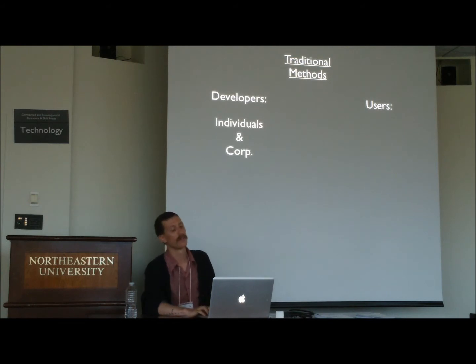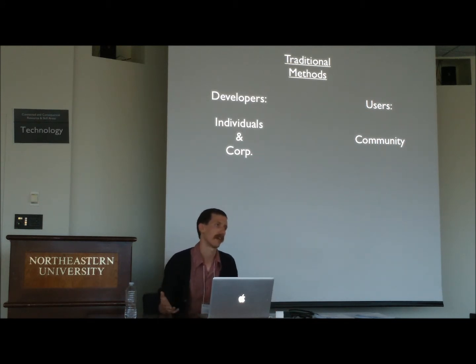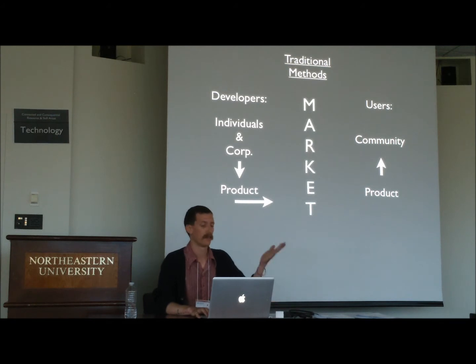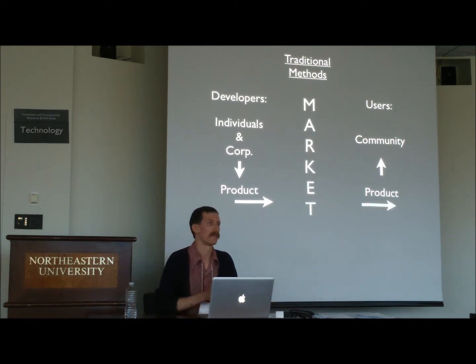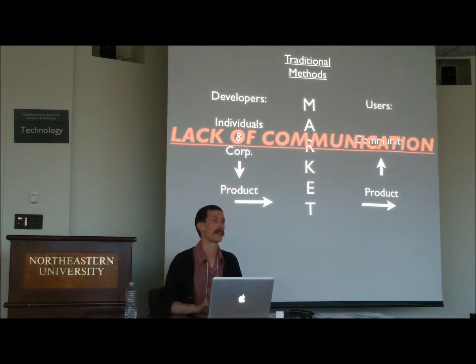The developers are composed of individuals and or corporations, and the users can be composed of self-defined communities based upon which kind of technology we're talking about. The developers are producing a product that they would like to share with the communities of users. The communities of users want to use the product, but before that, it needs to pass through the market. And there's a number of ways that this is done. I see this as, generally speaking, the market produces a lack of communication between these two communities.